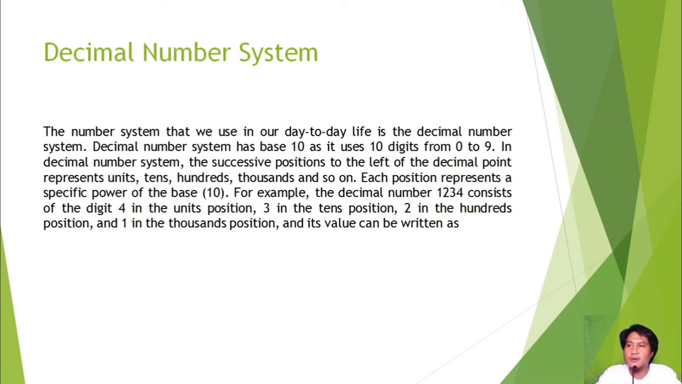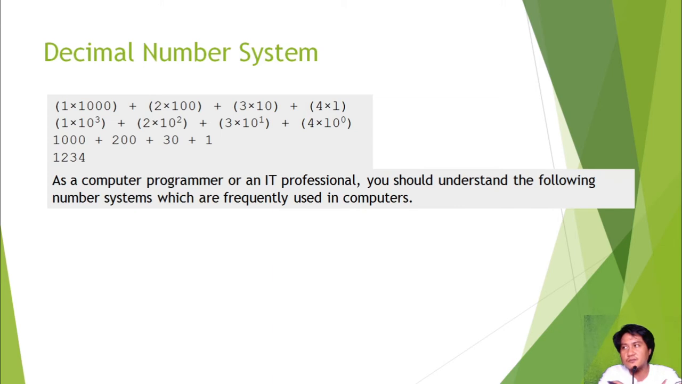For example, the decimal number 1234 consists of the digit 4 in the units position, so the number 4 is in the ones place, 3 in the 10's position, 2 in the 100's position, and 1 in the 1000's position. And this value can be written like this: 1 times 1000, 2 times 100, 3 times 10, 4 times 1. It is because 4 is in the 1's position, 3 is in the 10's position, 2 is in the 100's position, and 1 is in the 1000's position. So from the left we have thousands, hundreds, tens, and ones.